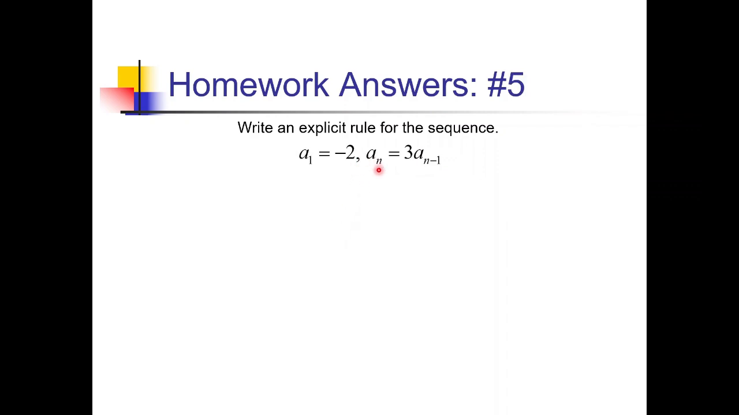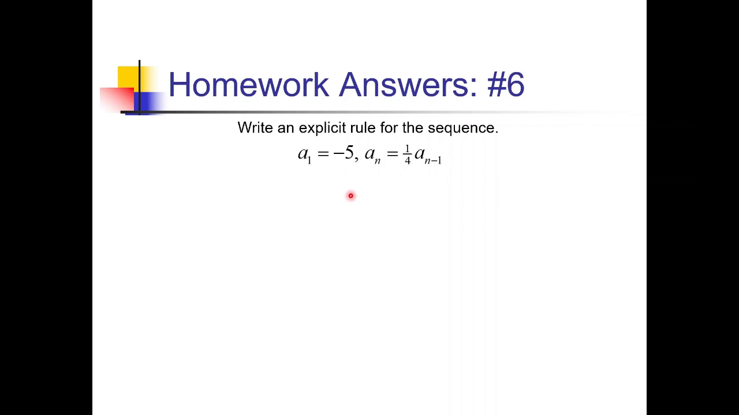To turn this recursive definition into an explicit rule, it helps to recognize from this multiplication in the recursive part that this is geometric. So the explicit geometric form, that's a sub 1 times r to the n minus 1. a1 in this case is the negative 2 that they handed to us. For the r value, that's what I keep multiplying by in the recursive part here. So r is just going to be 3. So we have negative 2 times 3 to the n minus 1.